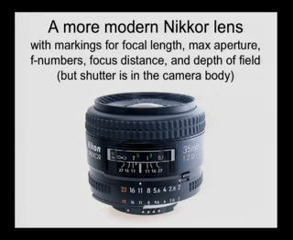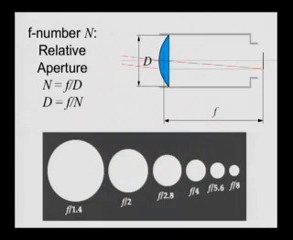So there are a lot of complicated numbers on lenses, but they're all actually pretty easy to understand once you know what they're trying to tell you. And you can do these calculations for things like depth of field and amount of light corresponding to different f-numbers and all that stuff quite readily. We'll get into a little bit of that.